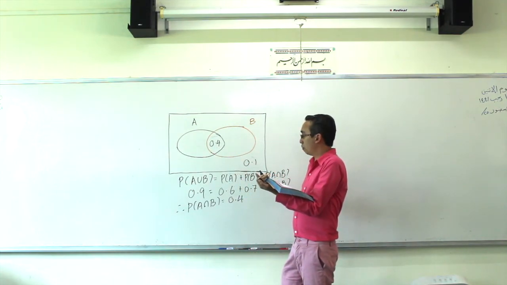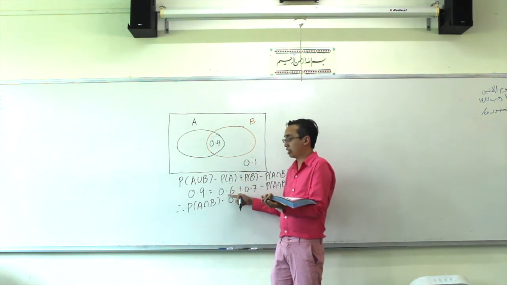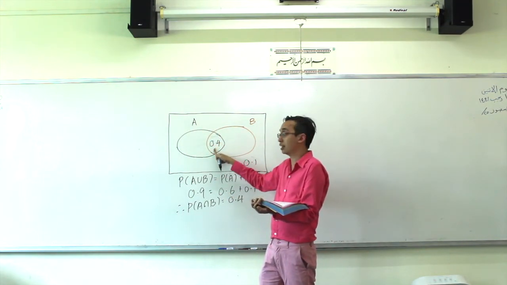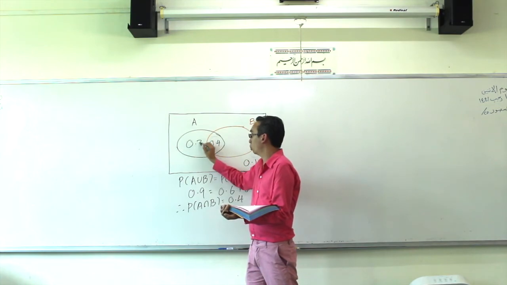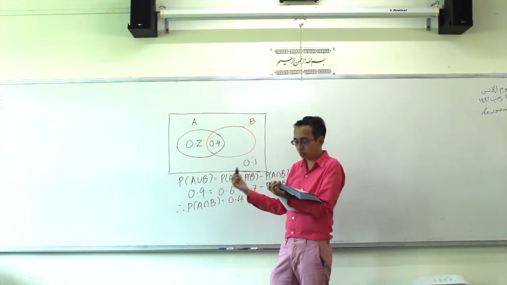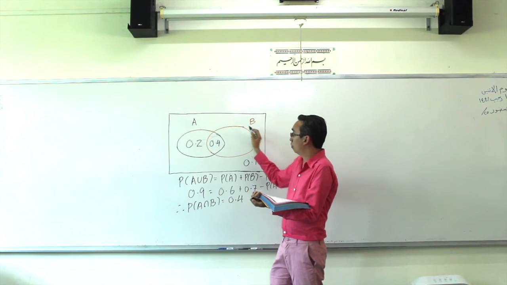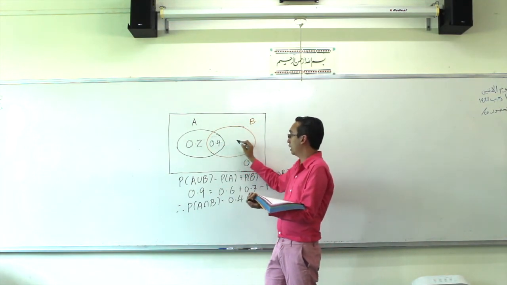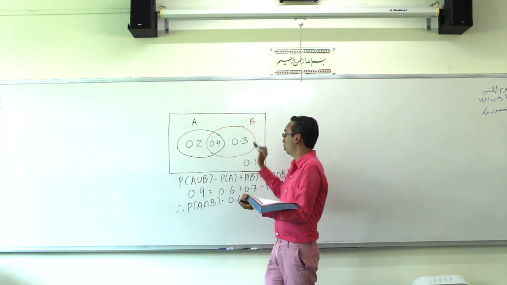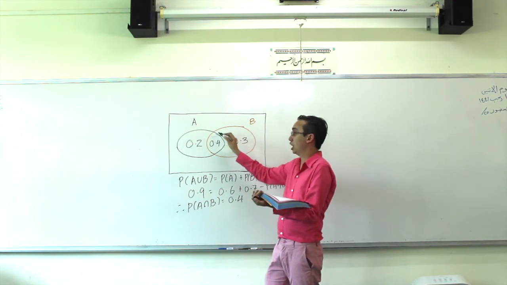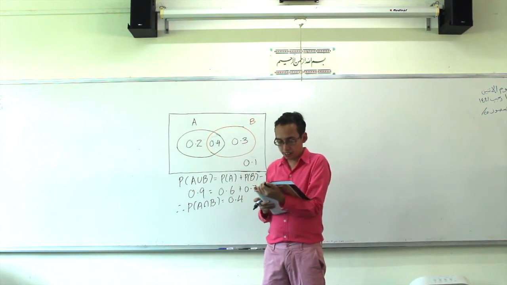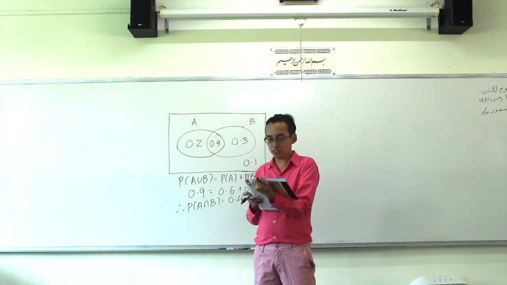Now there are things that we can plug in. For example, probability A is given as 0.6, but 0.4 has been taken up, so we are left with 0.2. Likewise, B is 0.7 over here, and 0.4 has been taken up, so 0.3 will be on this part. After we plug in everything, let's try to make sense of the question.